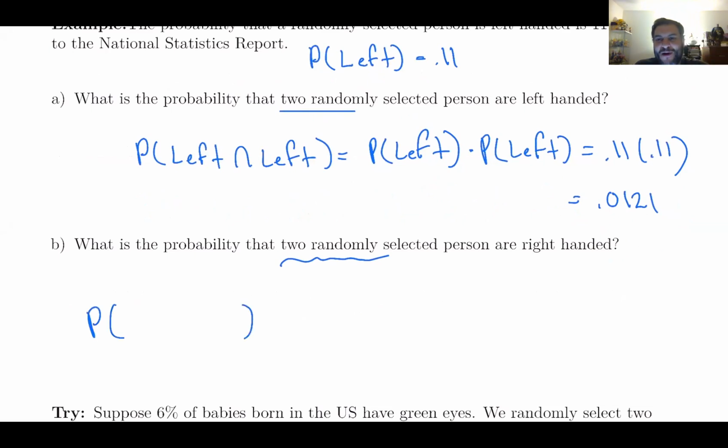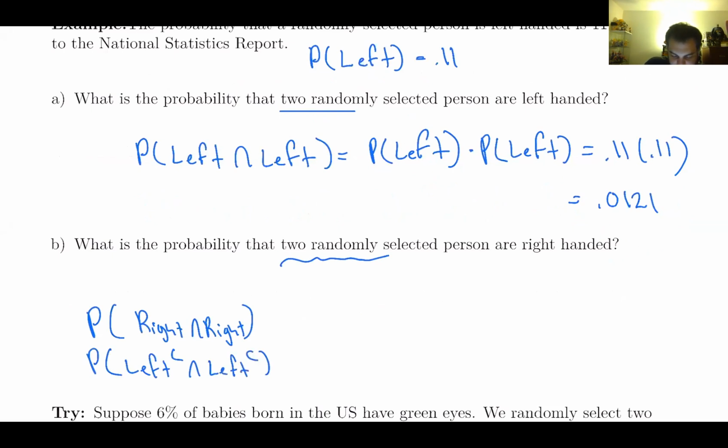So what we want is for these people to be right-handed. We can either write it like this, or we could write it the other way, so either way works for me. You could either say the probability that both of them are right-handed, or you could say the complement of left and the complement of left, where the complement of left is just that you're right-handed.